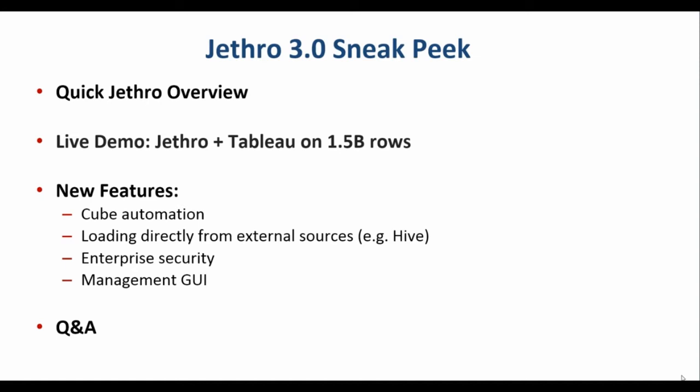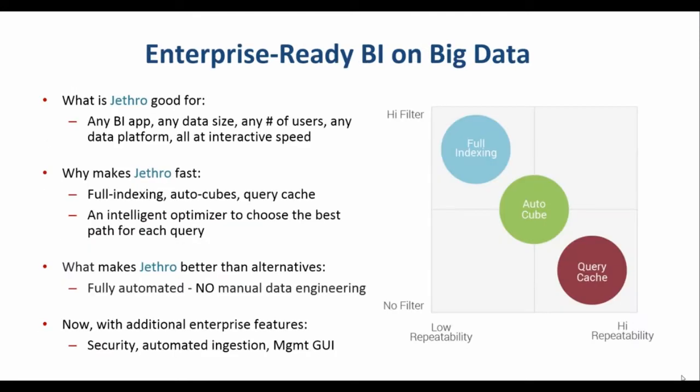We'll cover 4 new great features that are going to be released hopefully by the end of this month: the full automation of our Qlik technology, AutoCube technology; how we'll be able to load data directly from external sources like Hive tables; a brand new set of security features that would bring Jethro to enterprise-level security; and a brand new management GUI for Jethro.